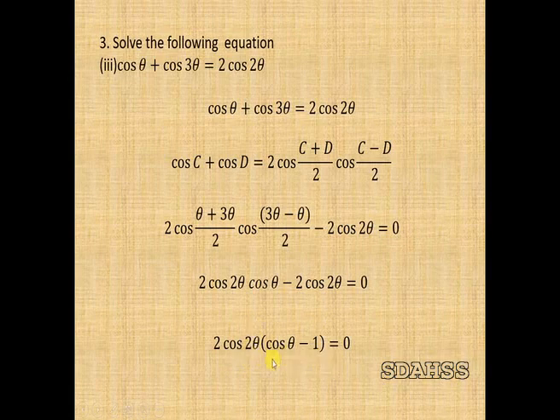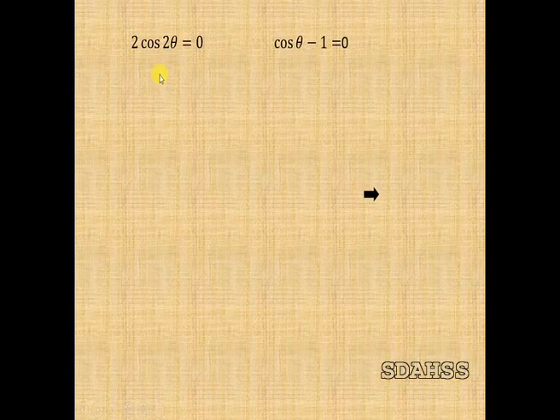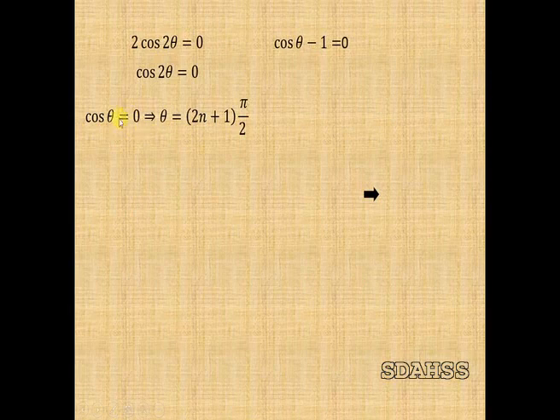Now the first factor is equal to 0. 2 cos 2 theta is equal to 0. So cos 2 theta is equal to 0. Now this is of the form cos theta is equal to 0. Cos theta is equal to 0 means theta is equal to 2n plus 1 pi by 2.